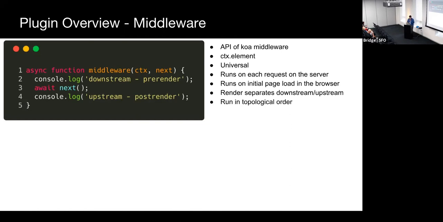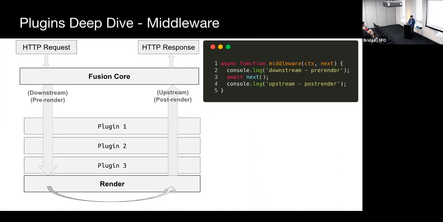The other thing that we've added is because we have dependency injection and explicit dependencies, we can sort your middleware in topological order so that they always run in the correct order. And we'll go more into what this means in a bit.